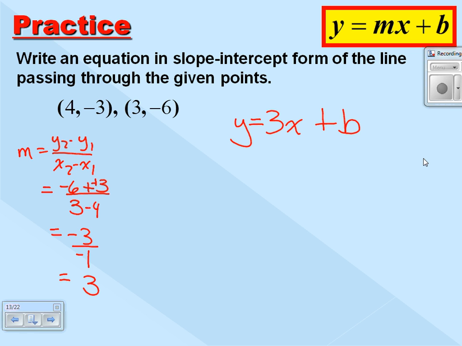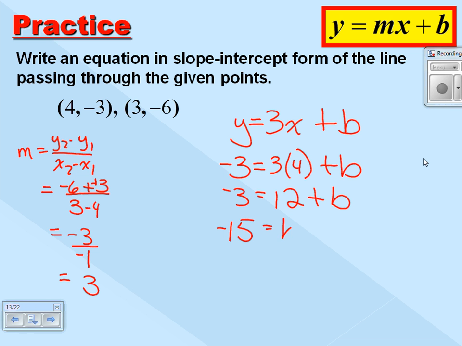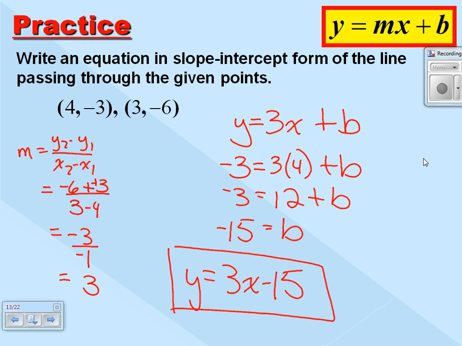I'm going to choose to use the first point, (4, -3). I'm going to put negative 3 into y and 4 into x, and I'm going to solve for b. Negative 3 equals 12 plus b. Therefore, negative 15 equals b. Now I have everything I need. I have the slope and I have the y-intercept. Therefore, my final answer is y equals 3x minus 15. That's the equation of my line.